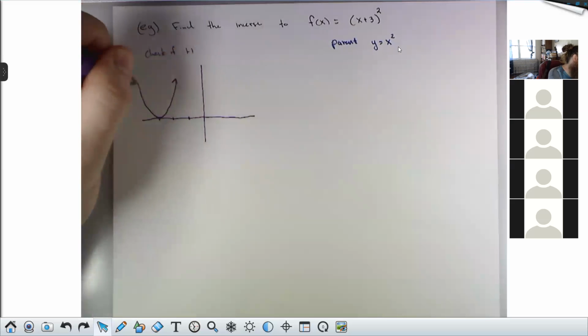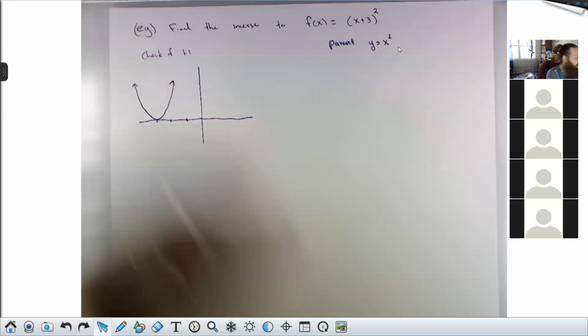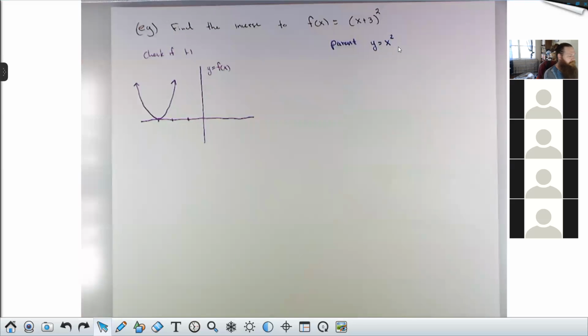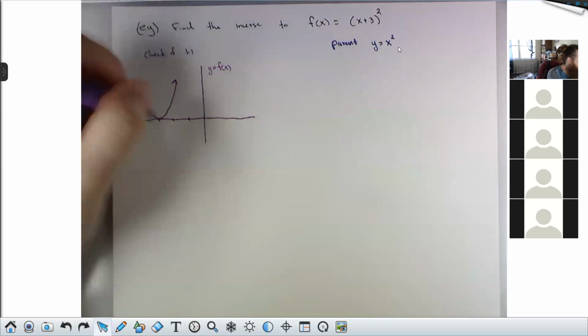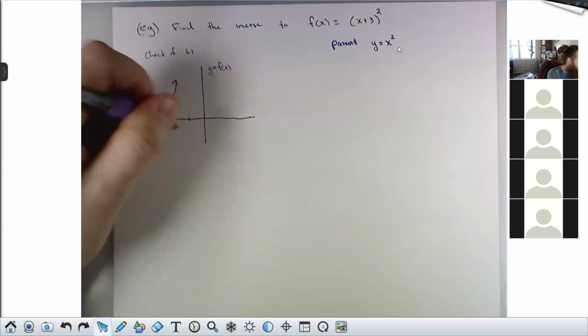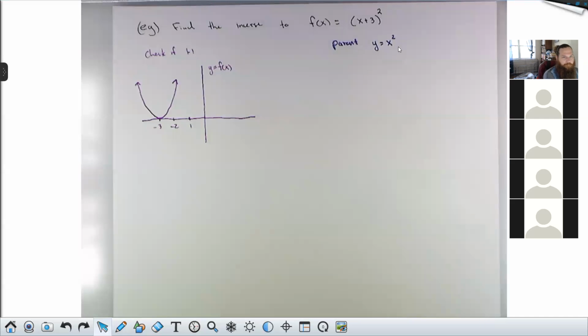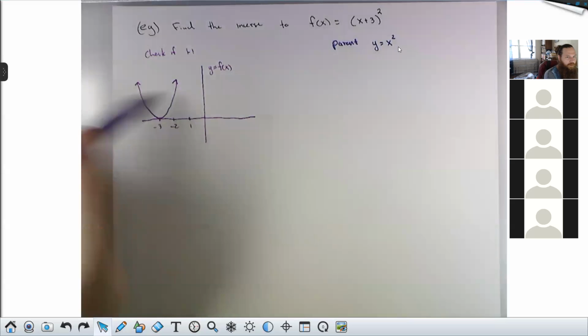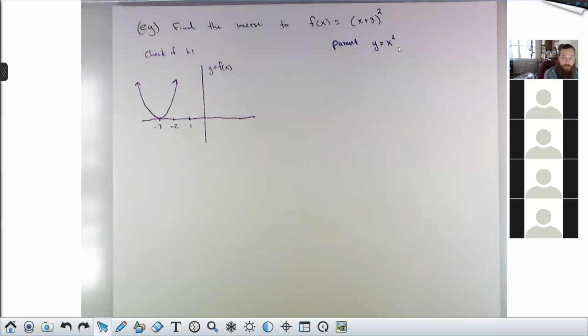So here is the graph of f of x. And clearly this fails the horizontal line test, right? Like big time. If I draw a horizontal line anywhere over here, it's going to hit the graph multiple times. This is a 2-to-1 function.